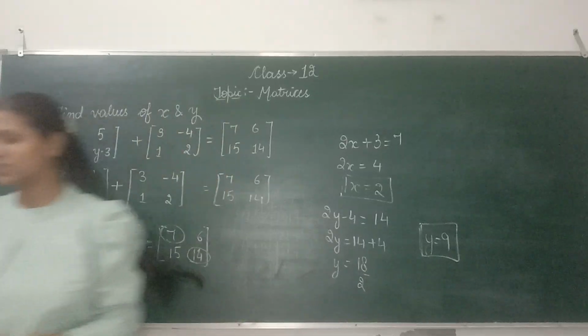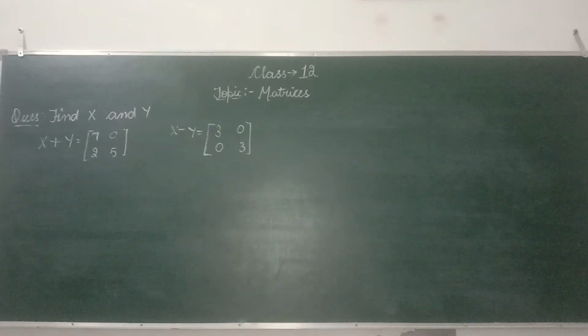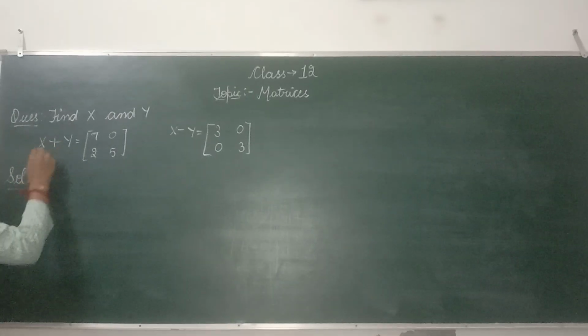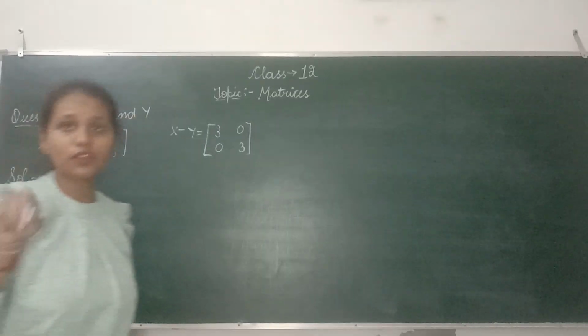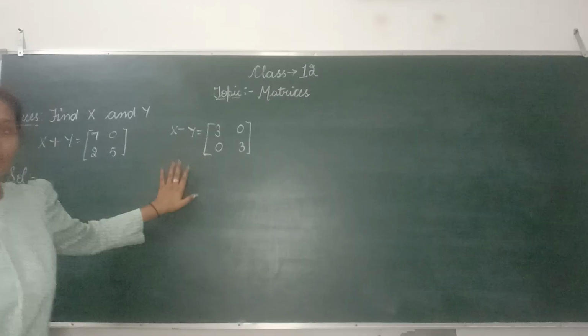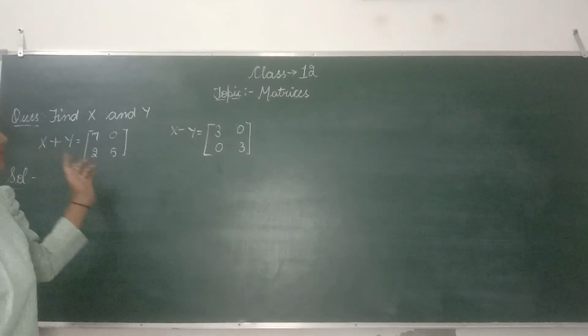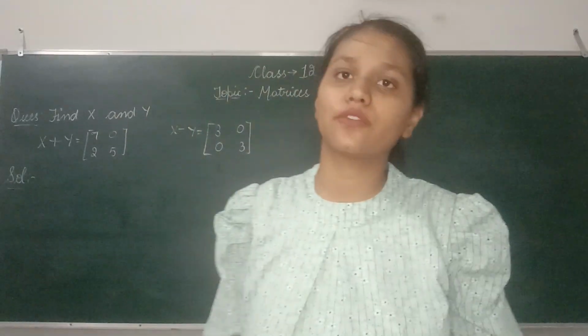So which is given in the relation, we have to solve the relation and find the values of x and y. If this question is given, this relation is given in the question, that is x plus y is given to be this matrix. You have to find the values of x and y, and both side relations are given. x minus y relation is given to be this matrix, and x plus y relation is given to be this matrix. And how to solve this type of question?